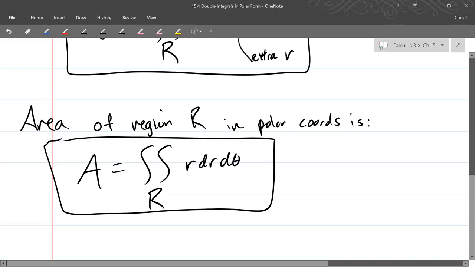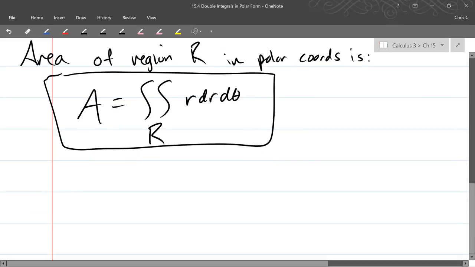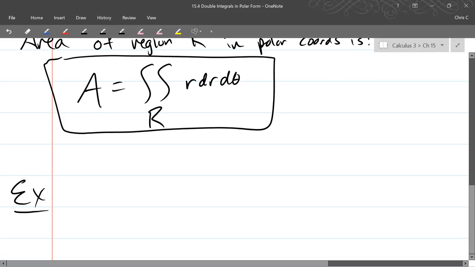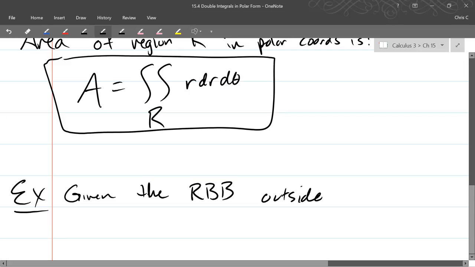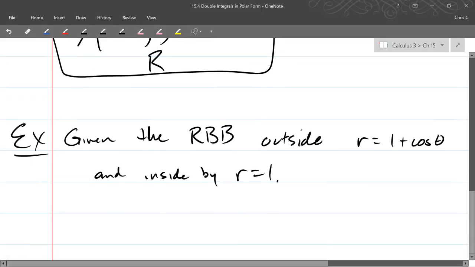So the formulas are pretty straightforward. One of the more difficult things is to figure out what your region actually is. So we'll do an example right now. Given the region bounded on the outside by r equals 1 plus cos theta, and inside by r equals 1, let's set up the integral for the area of this region.